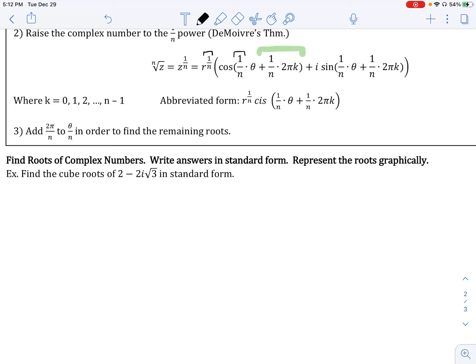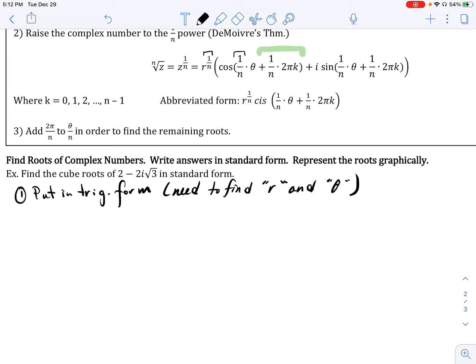The first step that we're going to want to do here, if we're going to work with de Moivre's theorem, then we want to write this complex number in trigonometric or polar form. So the first step is to rewrite this in trig form. Put it in trig form. Okay? So in other words, we need to find 2 things. We need to find r, and we need to find theta.